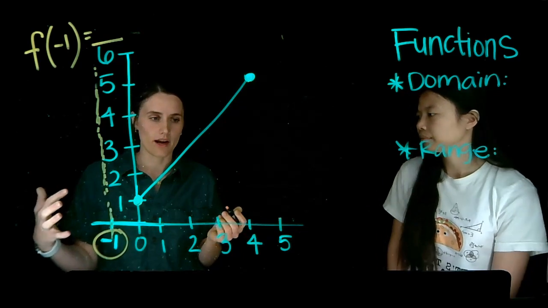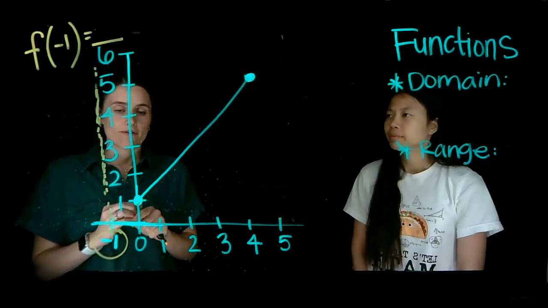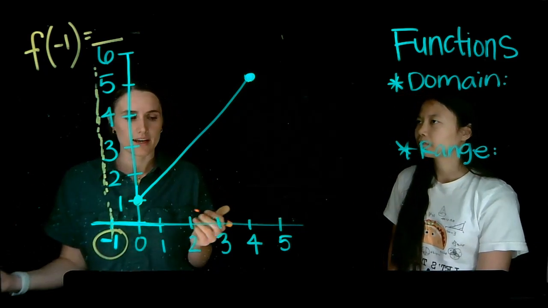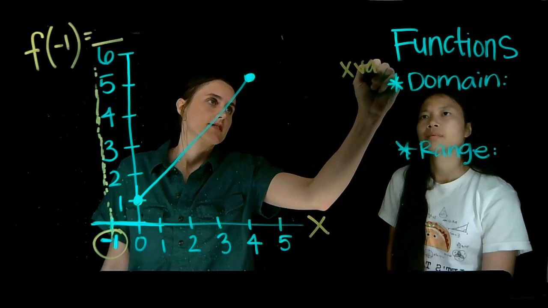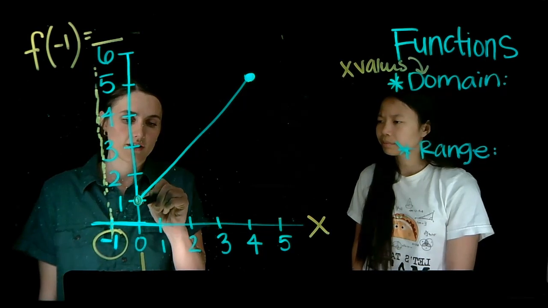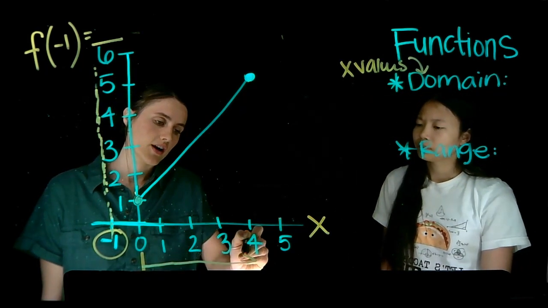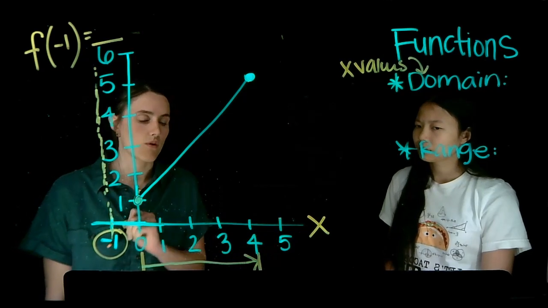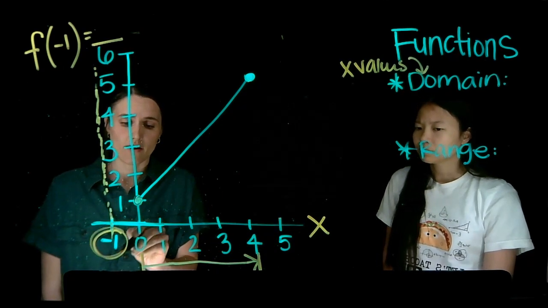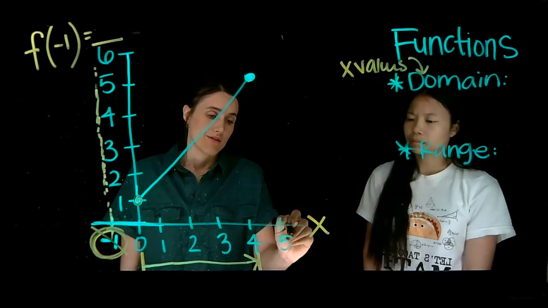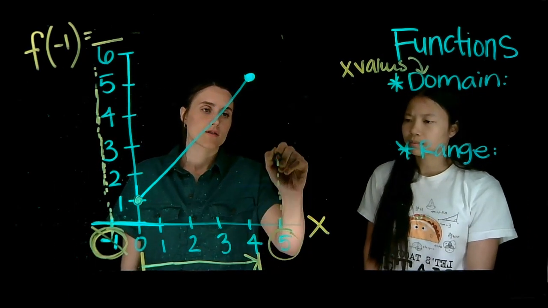And so that is where domain and range comes in. It's just a way for us to describe what values are a part of our function. So if we're talking about our x values, that is our domain. Our x values, we can see that the first x value where we see our graph is 0. And then if we continue over, our graph stops at x equals 4.